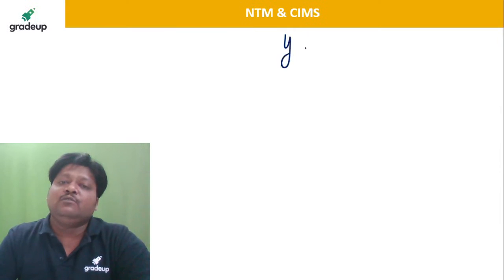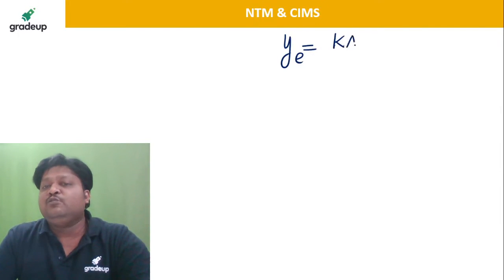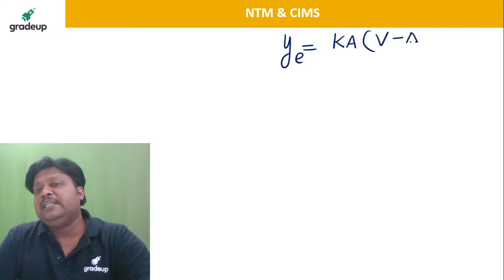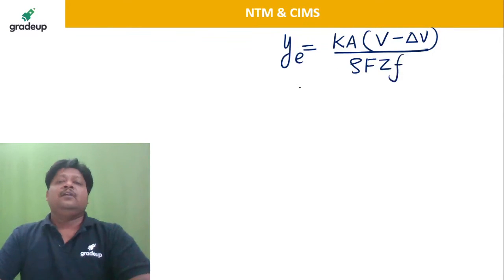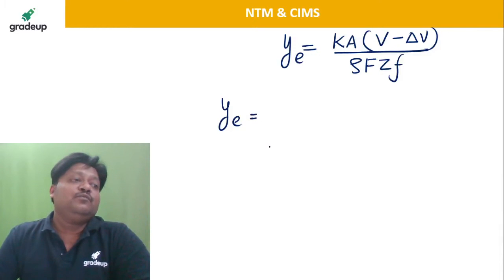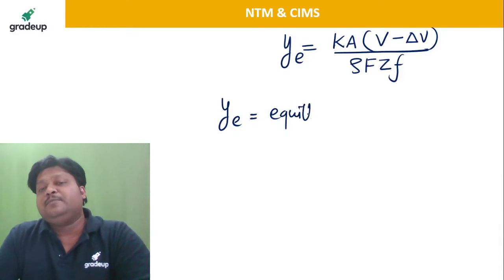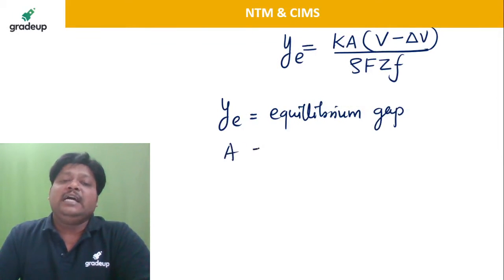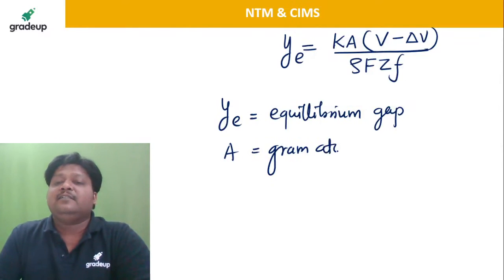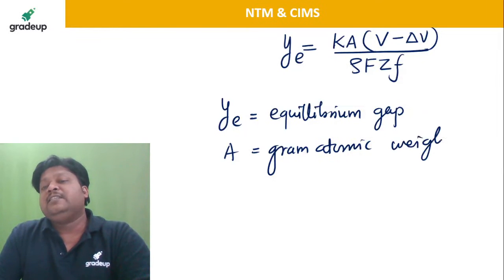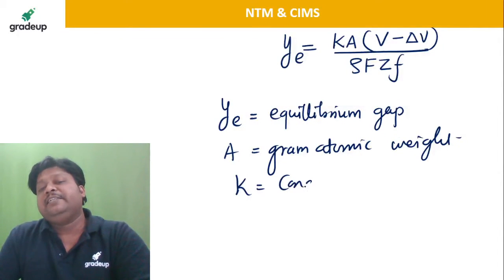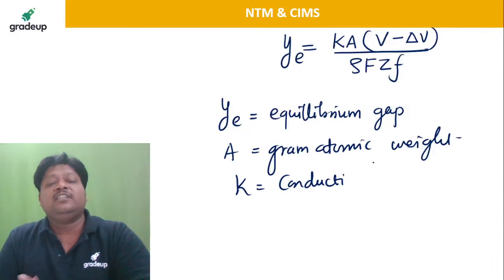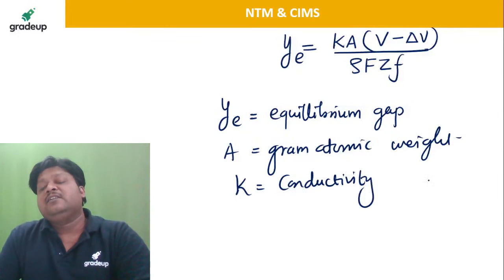YE is equal to K into A into bracket V minus delta V divided by rho FZ into small f, where YE is what? Please keep this formula in mind. YE is the equilibrium gap between the electrode and the workpiece. A is the gram atomic weight. K is the conductivity of electrolyte, which is the reciprocal of the resistivity, isn't it? Conductivity of electrolyte, which is in ohm inverse centimeter inverse.